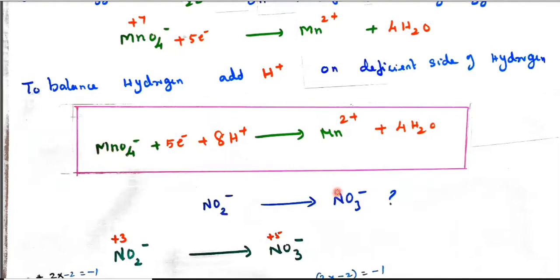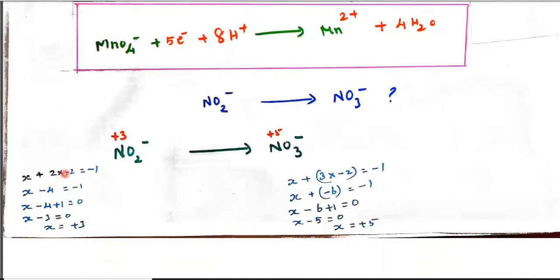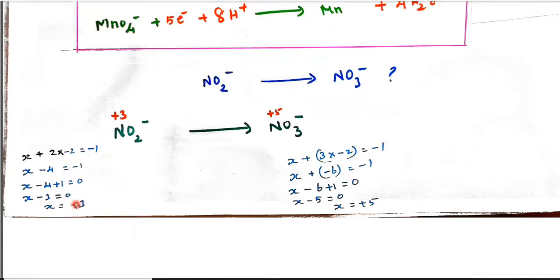First we should find out the oxidation number of nitrogen in NO3 minus and nitrogen in NO2 minus. Let us consider this equation. Finding the oxidation number, keep the nitrogen oxidation number as X plus 2 into minus 2, which is the valency. So 2 into minus 2 is minus 4, and the total charge is minus 1. So minus 4 plus 1 equals 0. The oxidation number is minus 3. It becomes plus 3.